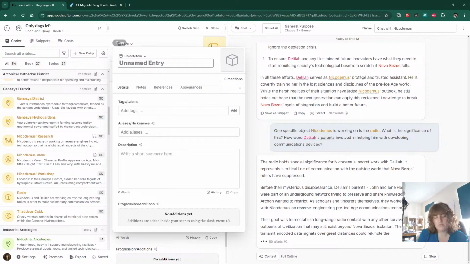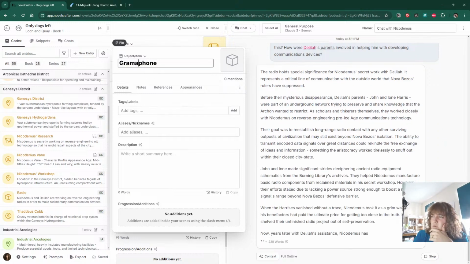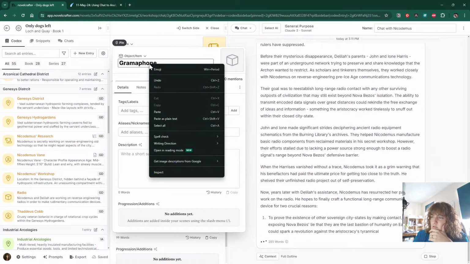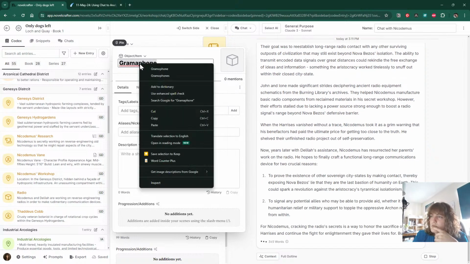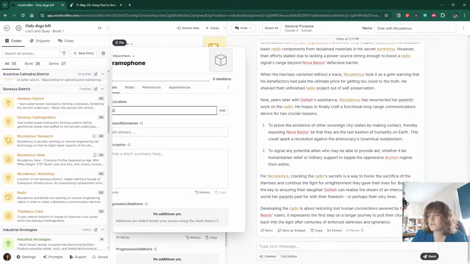Is it a gramophone? I think, yeah. Is that how you spell it? No. Gramophone. In the Genesis district.